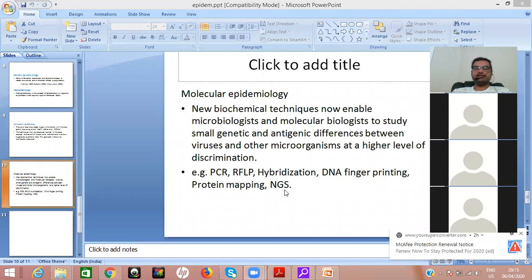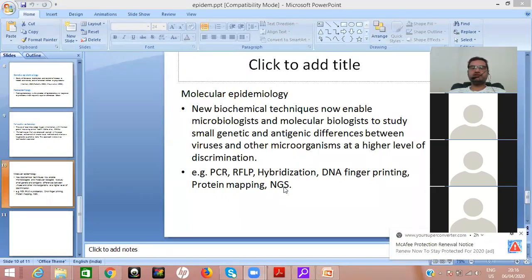NGS is an entirely different technique. If you put the sample into the machine, it will give you the sequence, match it with the sequences available in the database, and identify the organism. That is the power of next generation sequencing. They use various types of algorithms, and based on those algorithms, it generates a sequence. So it helps in the identification of new pathogens.